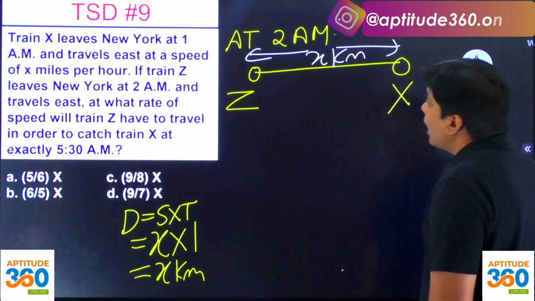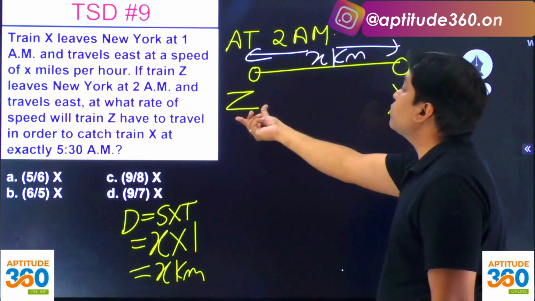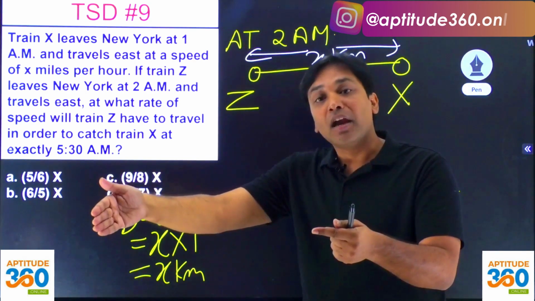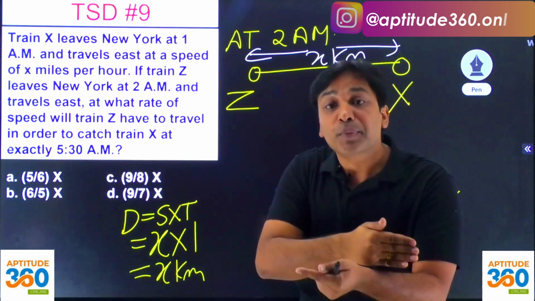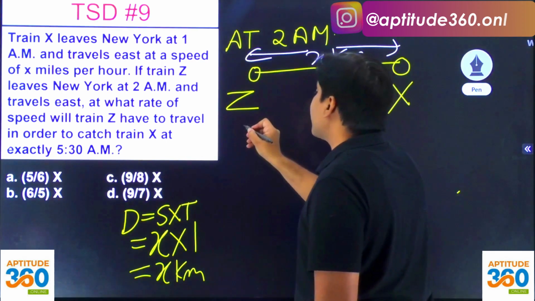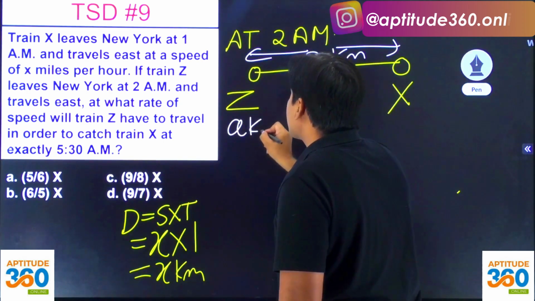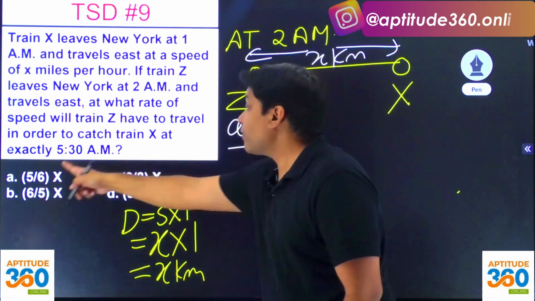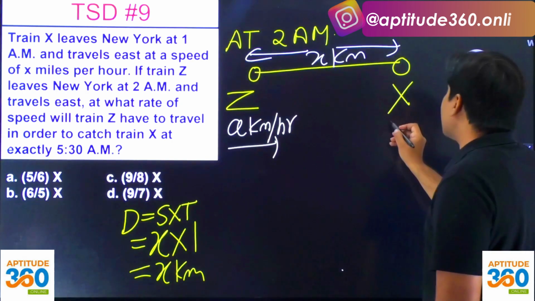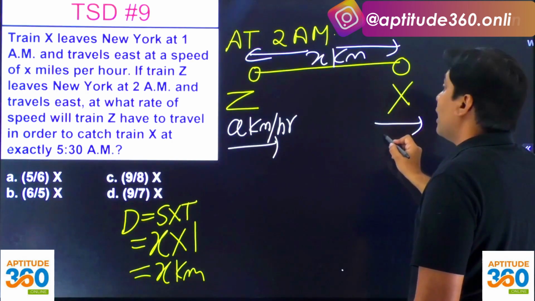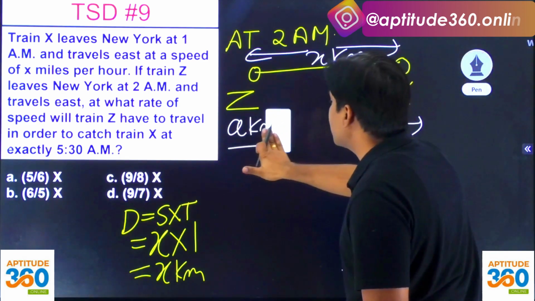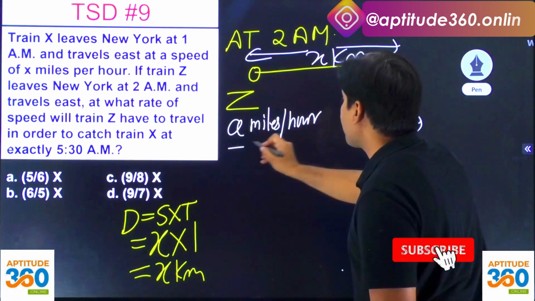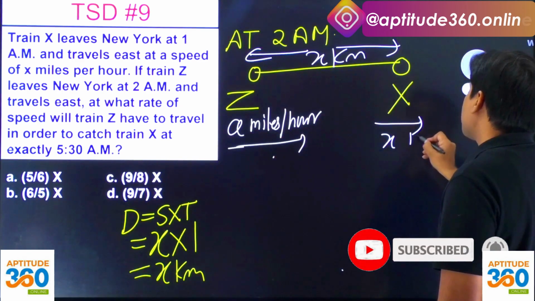Now, if train Z will have to meet train X, obviously train Z की speed ज़्यादा होगी, तभी तो भाई वो पीछे है और उसको cover कर लेगा, तो इसका मतलब है train Z की speed ज़्यादा होनी चाहिए. Now, let us assume that speed of train Z is a kilometers per hour in this direction. And we need to find out the value of a in terms of x as per the options, isn't it? And this is x miles per hour. So both of these two values are miles per hour. Does not make a difference.